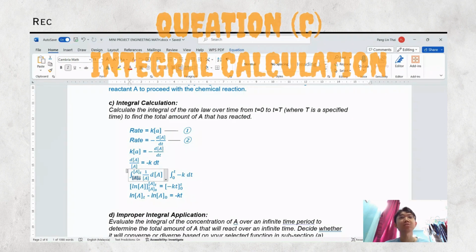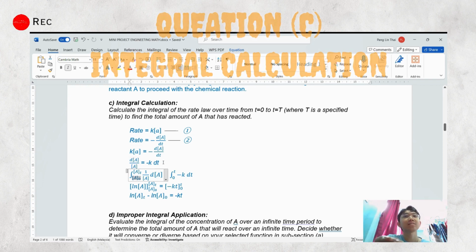So the question asks us to calculate the integral of the rate law over time from t equals 0 to t equals t, where t is a specified time, to find the total amount of A that has reacted. So first of all, we are going to form a rate law equation, which is rate equals Ka, whereby K is the rate constant and A is the amount of A that has reacted. So this is the first equation. The second equation you have to form is the differential rate law equation, so rate equals negative dA over dt.